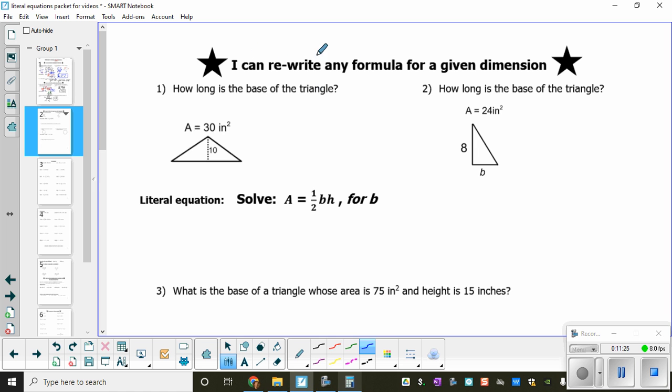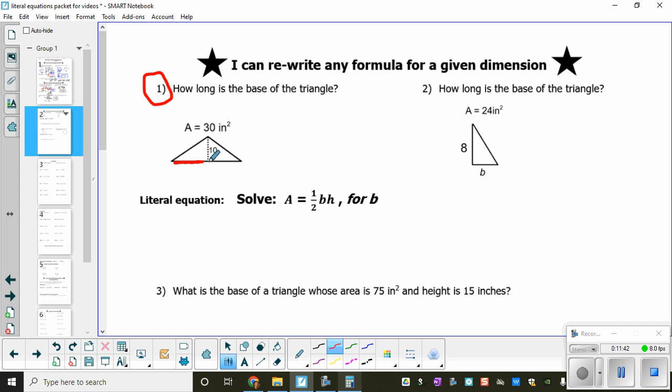So now I can rewrite any formula for a given dimension. We started first with the Pythagorean theorem, and then we talked about simple interest, but now we're going to be looking at pretty much any formula that I give you and how to rewrite it. All right, now stick with me on this. We're going to go with some mental math. We're going to do this one in our head, all right?